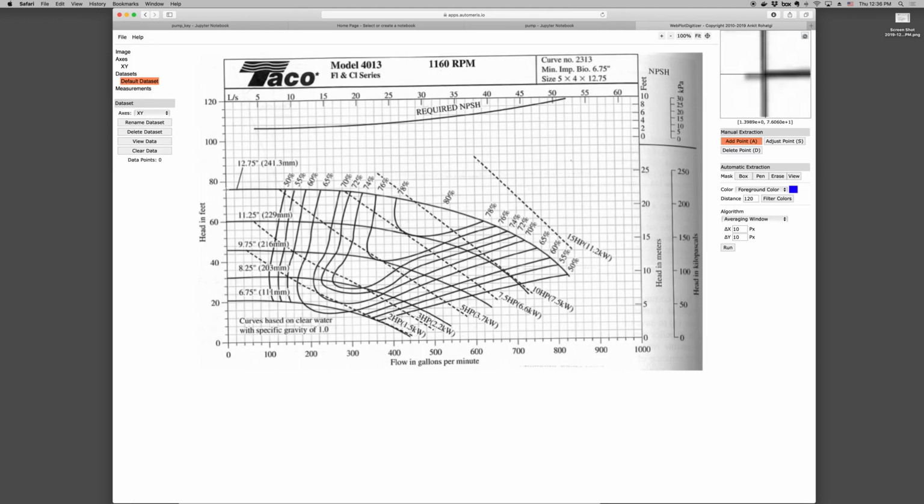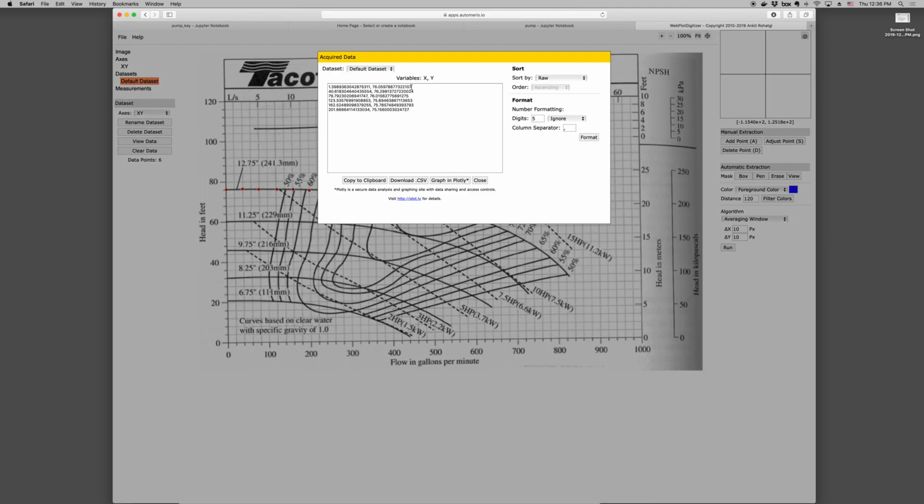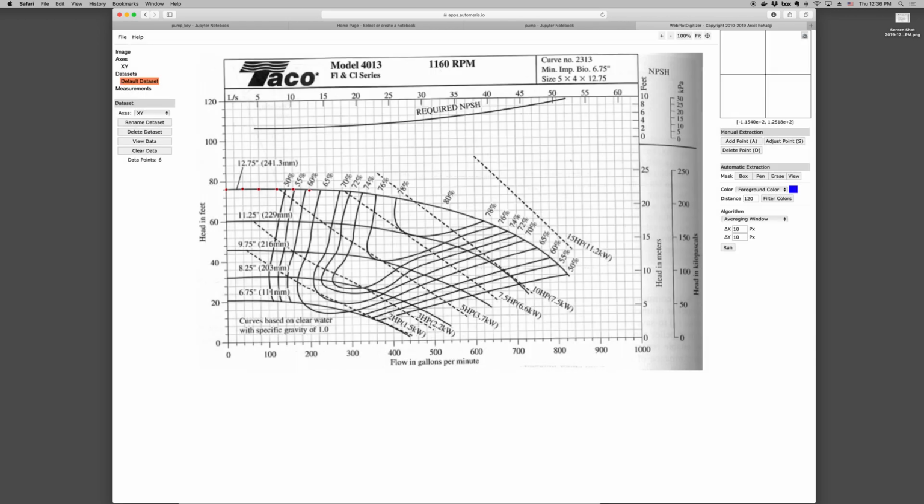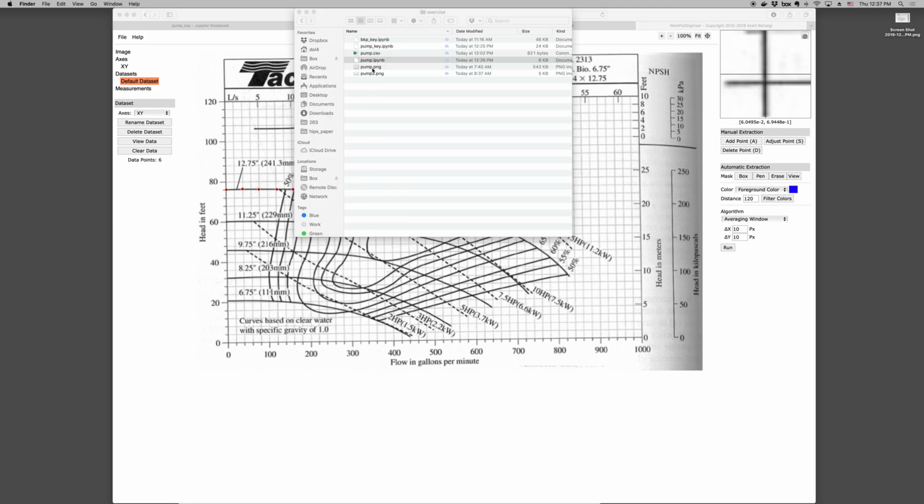So we'll click a bunch of points here along the curve. You can choose as many as you want, and I won't click them all. But then if you go over here to view data, it shows you a list. And then you can download the CSV file, and it will download the file. I've already got one of those, so I'll quit out of that. In this case, we've called it pump.csv.